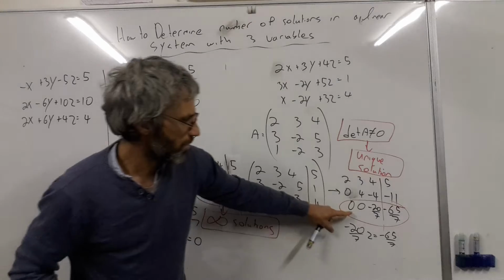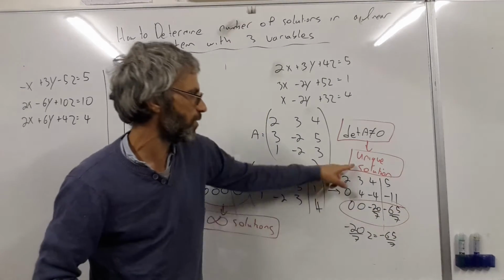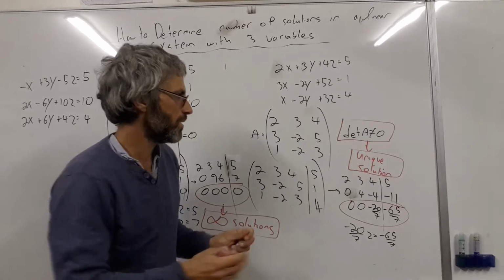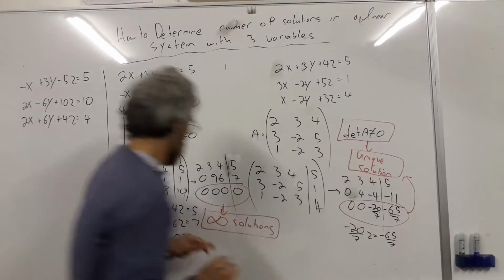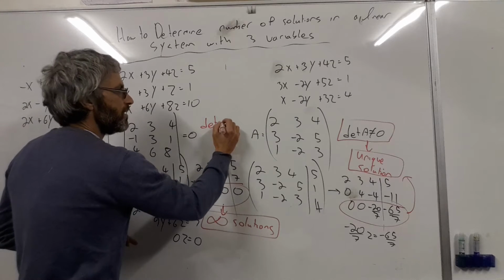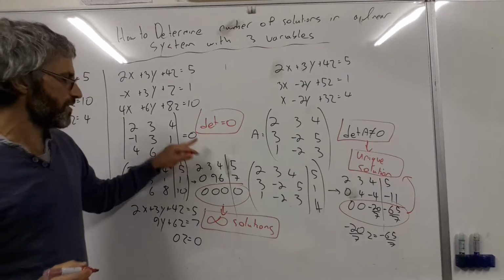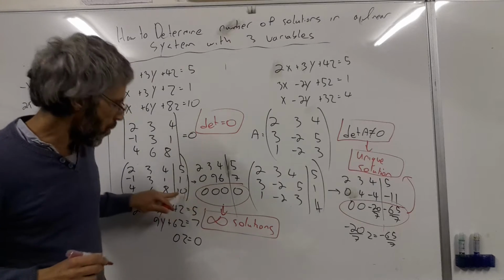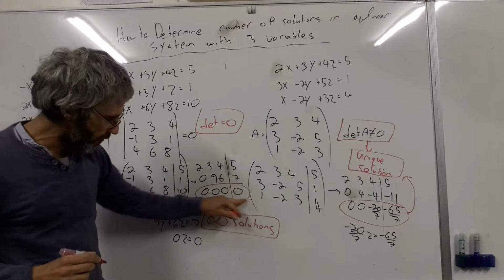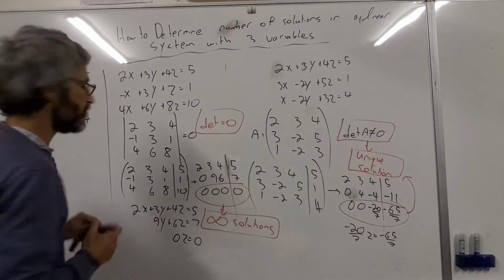So when I don't have a row of 0, like I've done so far, that means a unique solution. When I have, in this case, determinant equals 0, at this point I don't know if it's infinite or no solution. When I try to actually solve it and I have a full row of 0, I get infinite solutions. Okay, let's move on to the last one.